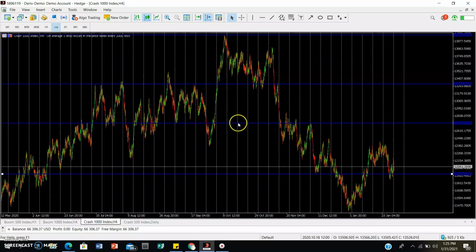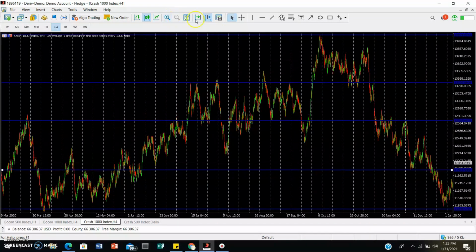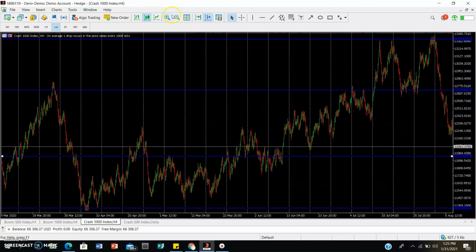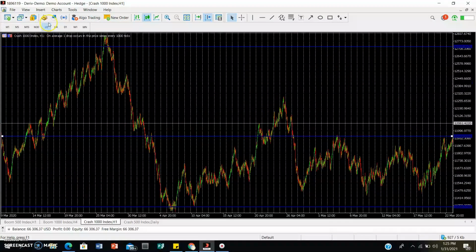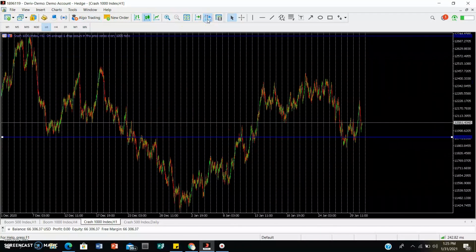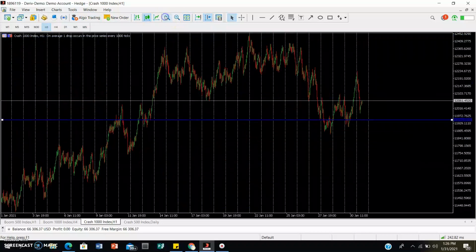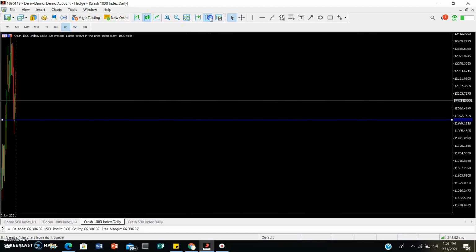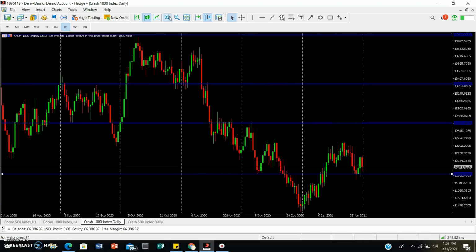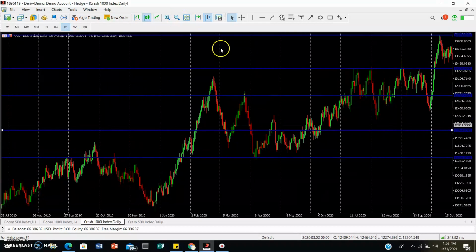Now taking a look at Crash. Let's take a look at Crash 1000 first, from the daily time frame first. I can't really remember how price was looking, so let's check.